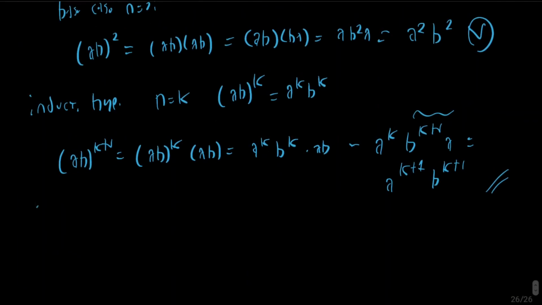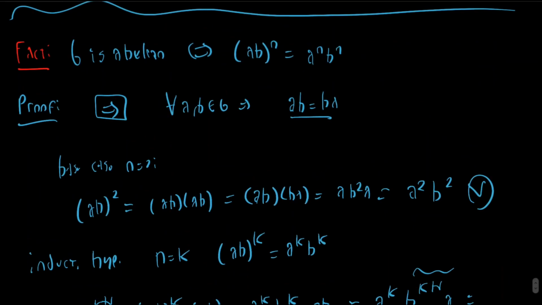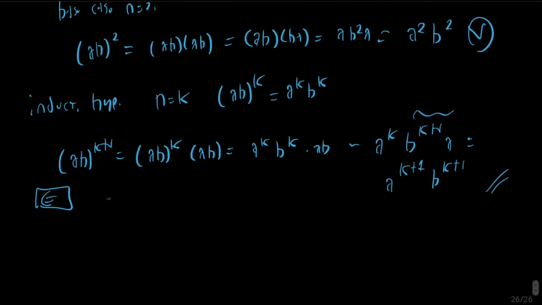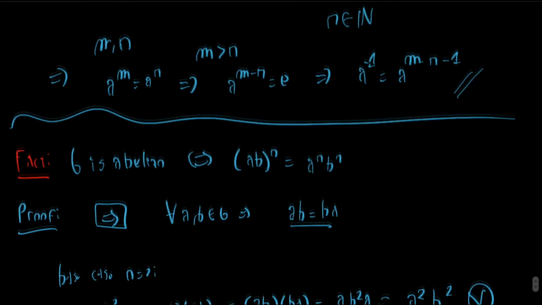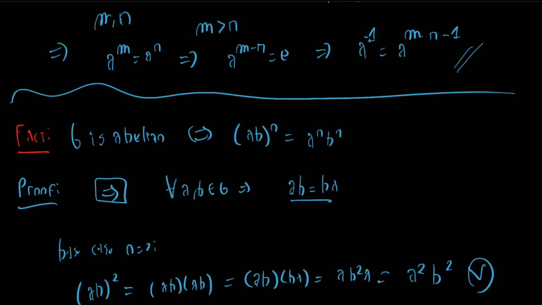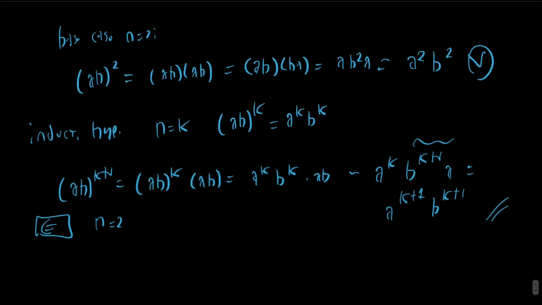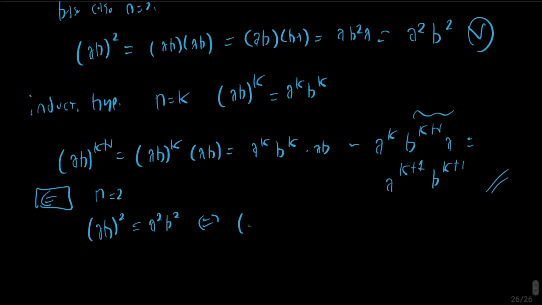forward direction. For the reverse direction, it is actually really simple. We know that this holds for all positive integers n. Let us now pick n equal to 2 in particular. And what we will get is that (ab)^2 is equal to a^2 b^2. But writing this in a more expanded manner, we will get abab is equal to aabb.